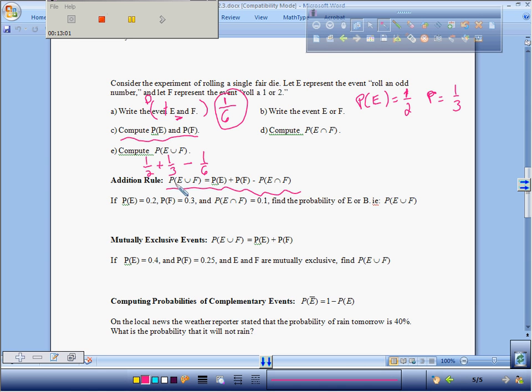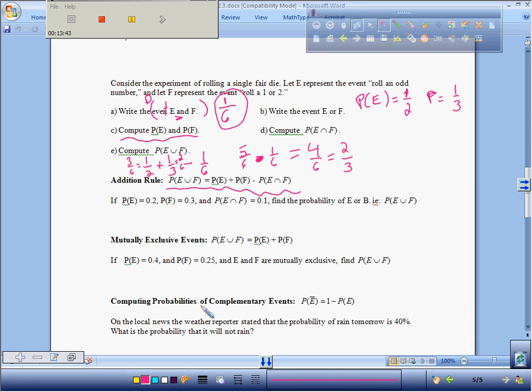The probability of event E or event F is the probability of E plus the probability of F minus the probability of the intersection. It's just like the set stuff. So 1/2 plus 1/3, you've got to be kind of good with fractions. This is 3/6, and that's 2/6. So 3/6 plus 2/6 would be 5/6, minus the intersection, which is 1/6, and 5/6 minus 1/6 makes 4/6, which is 2/3.